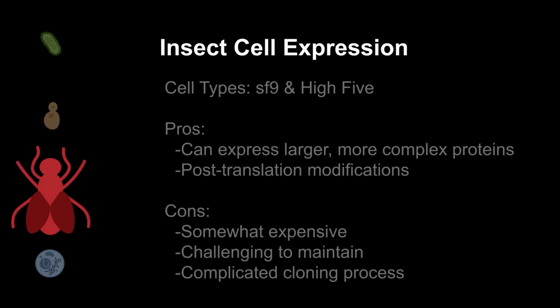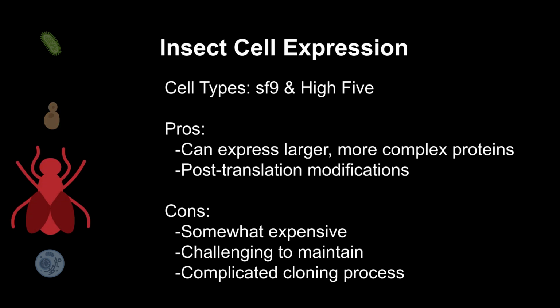In insect cell expression, scientists typically use Sf9 or Hi5 cells. Insect cells can be used to express larger, more complex proteins and are more closely related to animal cells in terms of protein modifications. However, unlike bacteria and yeast cells, insect cells are more expensive and challenging to maintain. Additionally, the cloning process to prep recombinant DNA is more complicated and time-consuming.